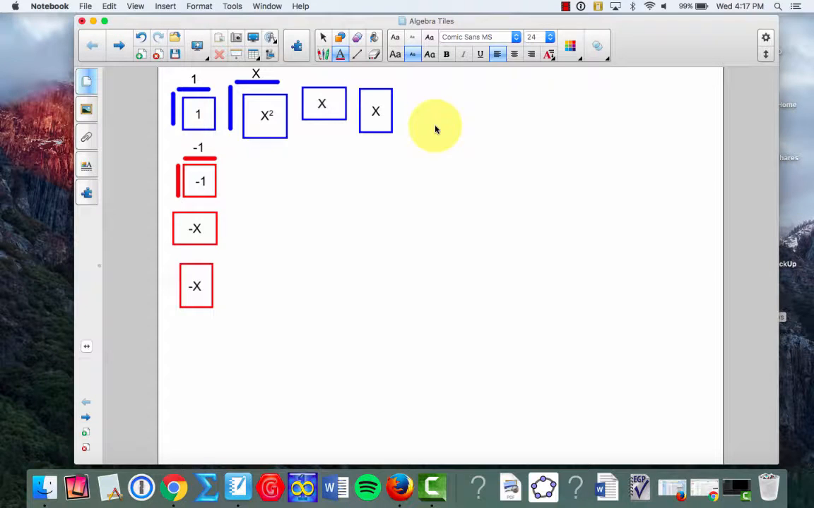Hey guys, just wanted to give you a quick tutorial on how to use these digital algebra tiles that I created to model polynomial multiplication problems. So for instance, suppose that we wanted to multiply the quantity of x plus 2 times the quantity of x plus 5. Now how might we do that?